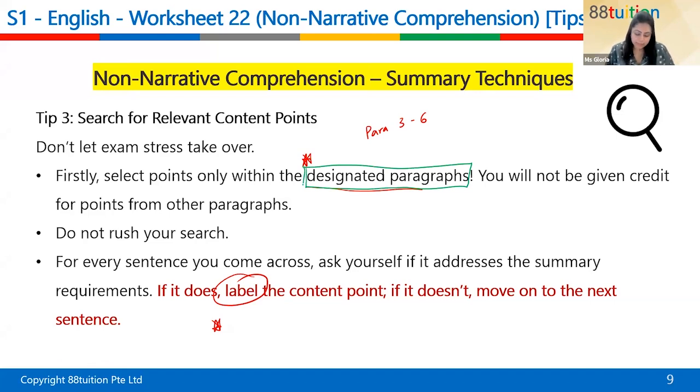Is that clear? And the second thing is label. What do I mean by labeling? This is how you label. How many content points do you need? You need 8 content points. And if you need 8 content points, do not take 8, at least try to get 10, because 1 or 2 of your content points would be wrong. All right, so always label the content point. I will teach you later, okay?